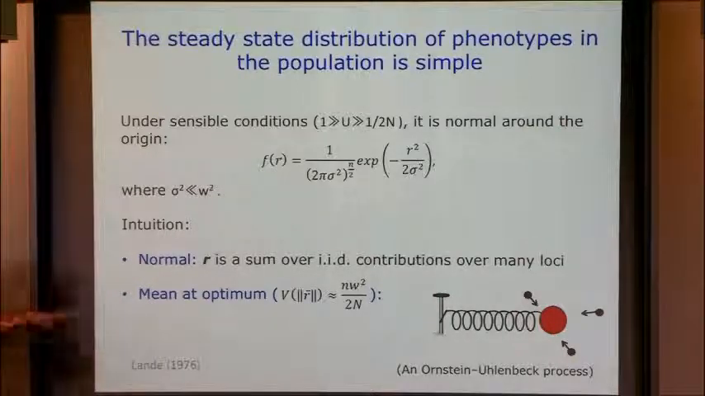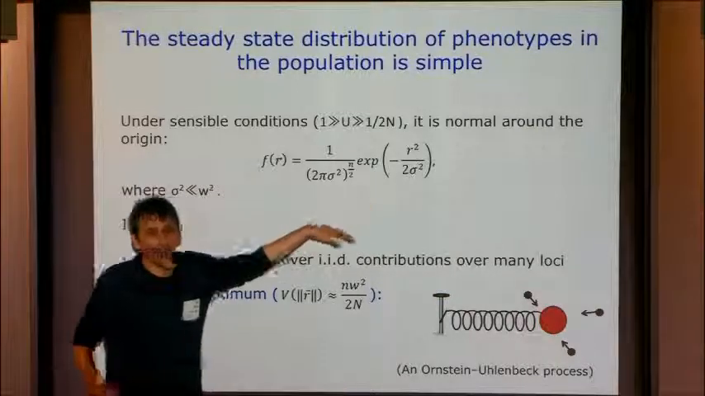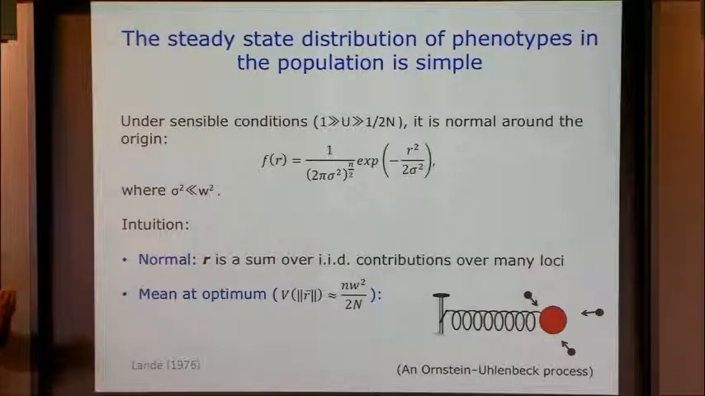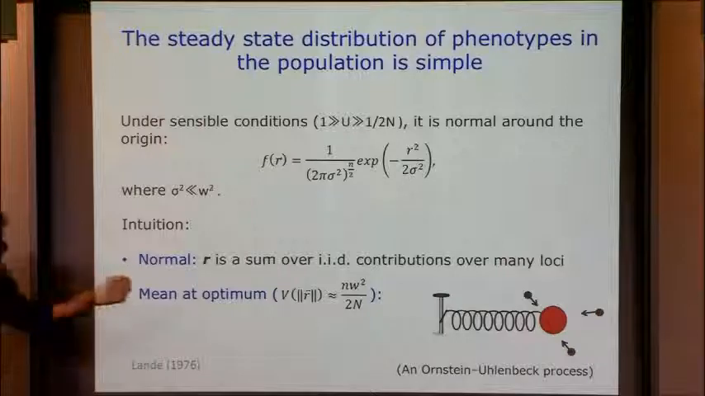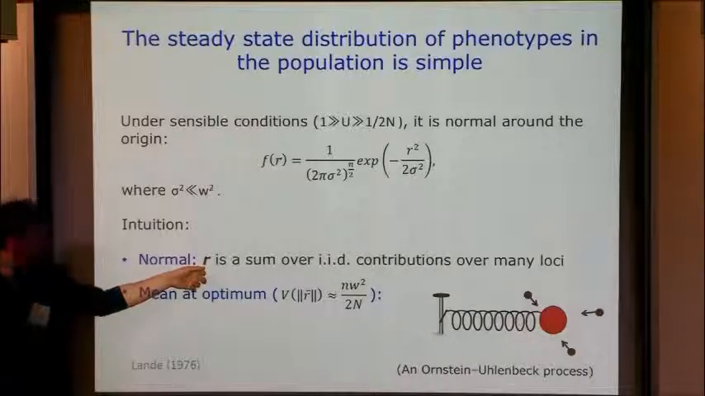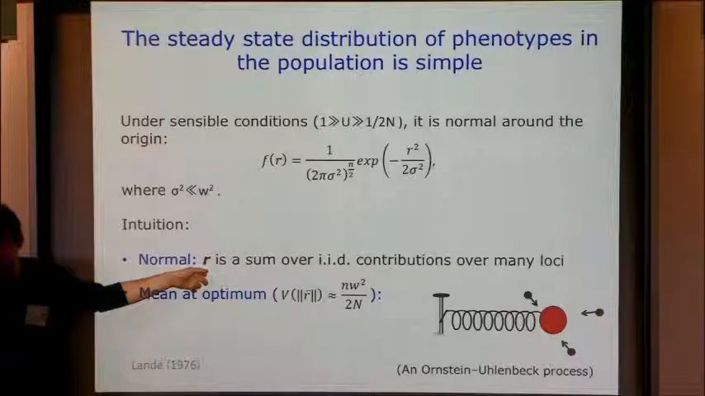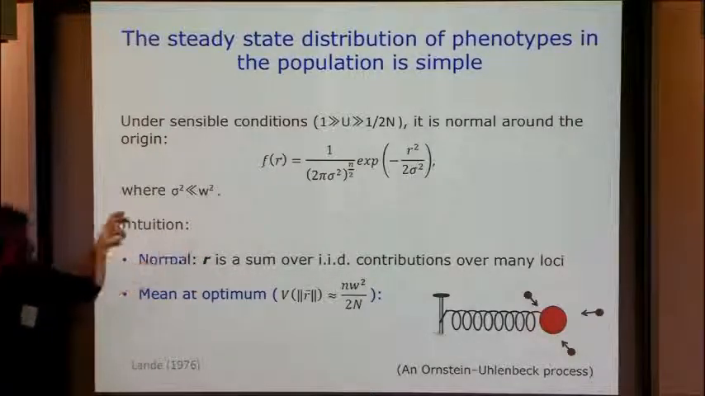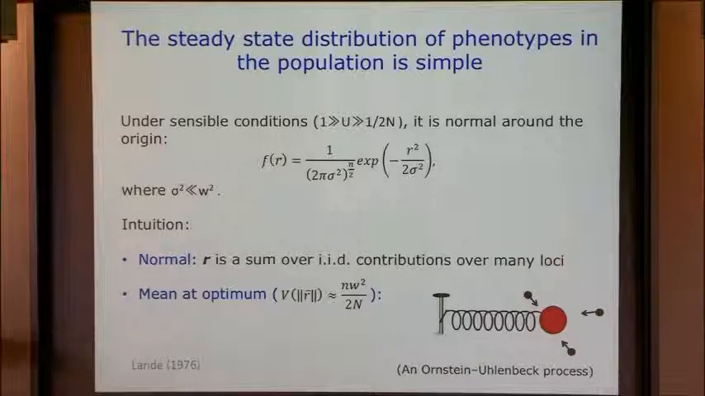The fact that this is normal shouldn't be surprising because we have an additive model for the genetic variance. If we assume that the fixed component is the same for the whole population, and the segregating component is a sum over IID contributions at many sites, that gives you the normality. Perhaps more interesting is why is it tight around the optimum?